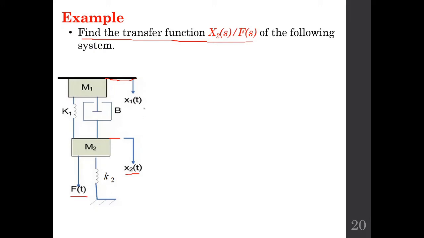So here we will have two free body diagrams, one for this M1 and the other one for this M2. The number of free body diagrams depends upon how many bodies you have. If you have 3 bodies, then you will have 3 free body diagrams. If you have 4 bodies, then you will have 4 free body diagrams. Here, since we have only 2 bodies, M1 and M2, we will have only 2 free body diagrams.